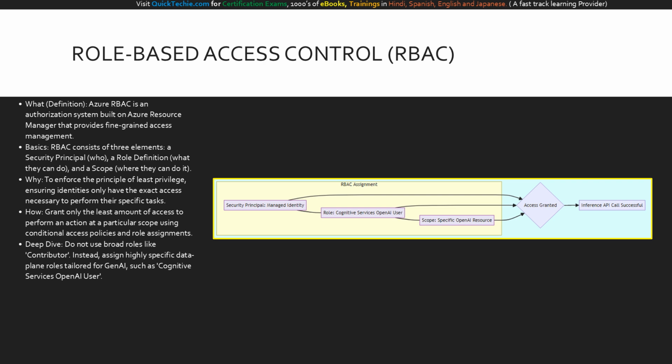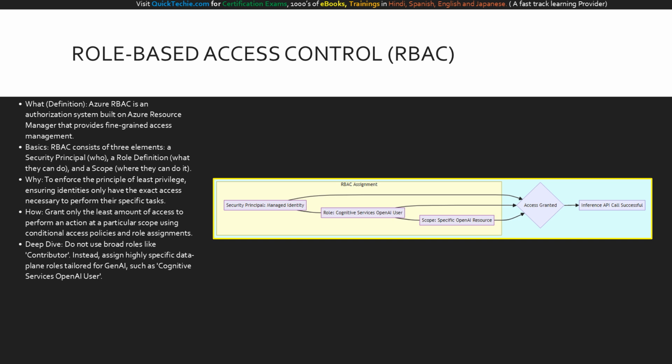For our deep dive, this means abandoning lazy security practices. You should never assign broad, sweeping roles like Contributor to an AI agent. Instead, you must assign highly specific, data plane roles designed for AI workloads, restricting the agent to exactly what it needs and nothing more. Let's break down the anatomy of an RBAC assignment using this block diagram.